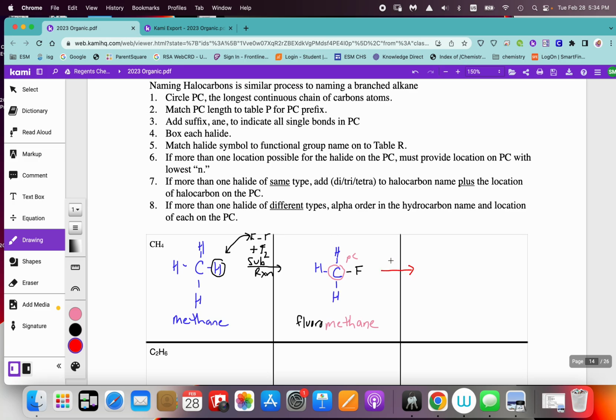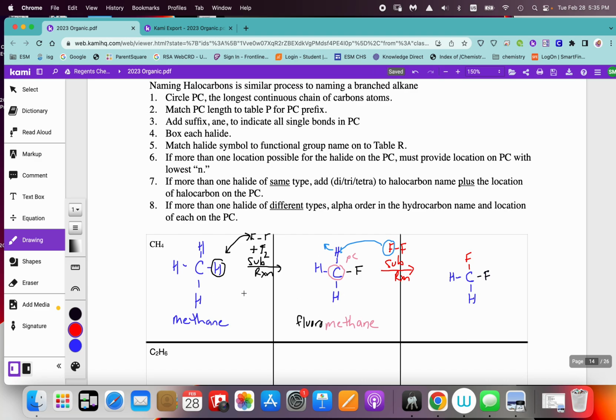Now, to this structure, fluoromethane, I'm going to put the methane part of this structure through another substitution reaction. Once again, I'm going to replace one of the remaining hydrogens with a fluorine from a fluorine molecule. Like before, one of the fluorine atoms is going to come in and kick one of the remaining hydrogens out. When I go to draw the structure, I have my original carbon, I still have 2 of the original hydrogens, I also have the original fluorine that was placed on the parent chain, and now I have the second fluorine.